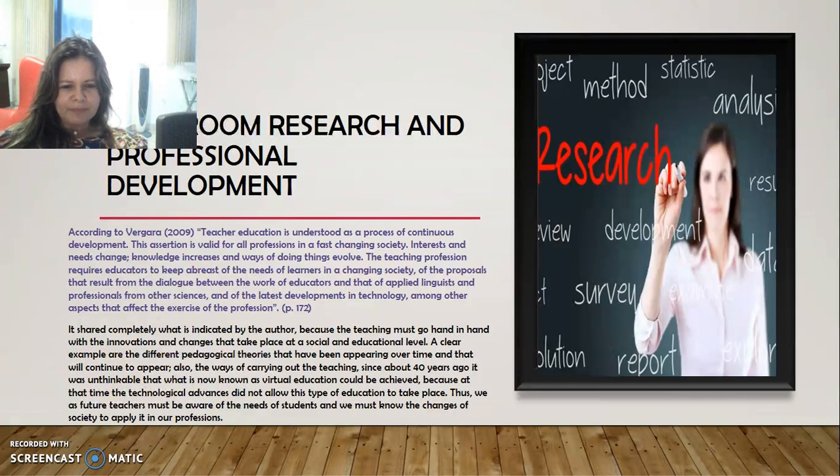it was unthinkable that what is now known as virtual education could be achieved, because at that time the technological advances did not allow this type of education to take place. Thus, we as teachers must be aware of the needs of the student, and we must know the changes of society to apply them in our profession.